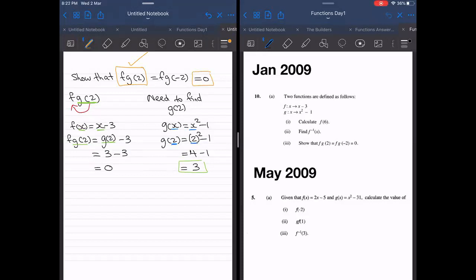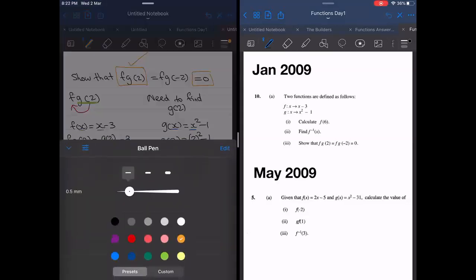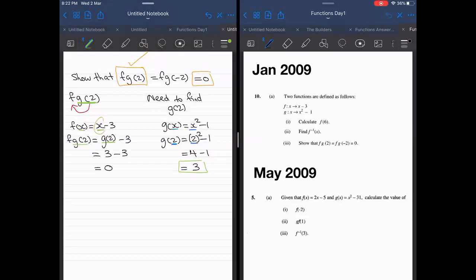For the next one, we're going to have to show that f of g of minus 2 is equal to 0. So again, what did I do? The function on the right, I need to plug into the left. So it means that wherever I saw x, I needed to put g of 2.